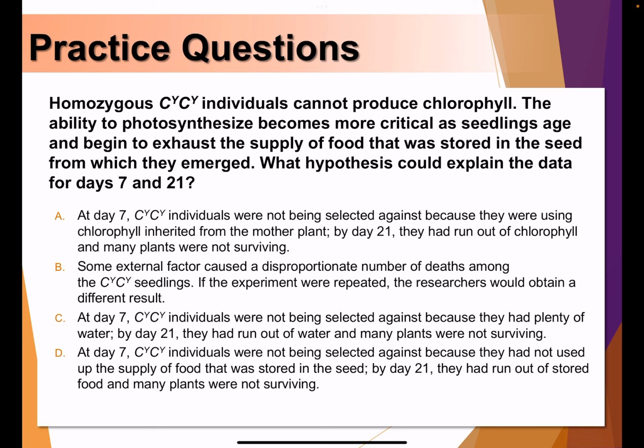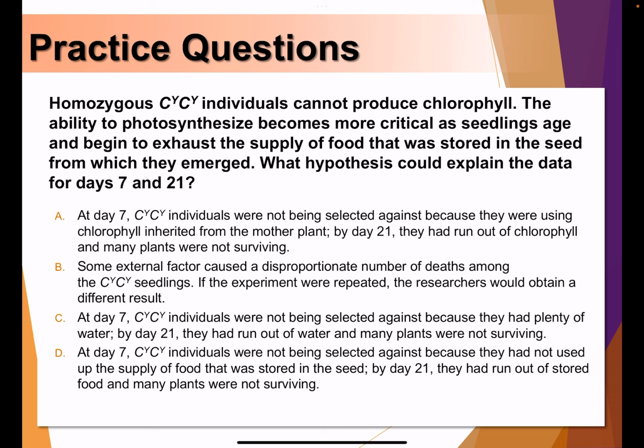Homozygous CY individuals cannot produce chlorophyll. So that's why they have yellow leaves, as we've talked about. The ability to photosynthesize becomes more critical as seedlings age and begin to exhaust the supply of food that was stored in the seed from which they emerge. So what hypothesis could explain the data for day 7 and 21? Why is it selecting against CY?